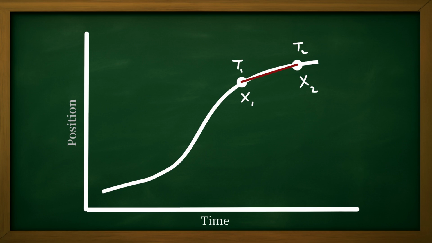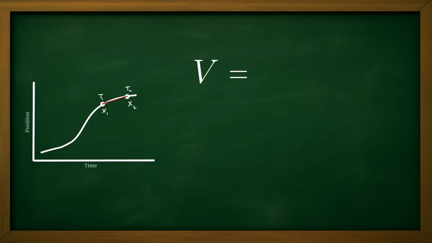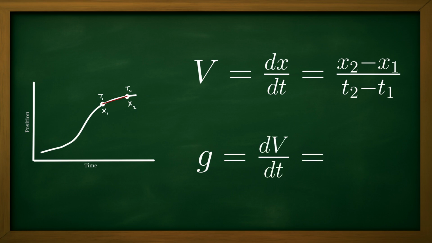instead of taking dt as an infinitesimal time interval. Thus, the derivative dx by dt becomes x2 minus x1 divided by t2 minus t1. Similarly, for acceleration, the derivative dv by dt becomes v2 minus v1 divided by t2 minus t1.